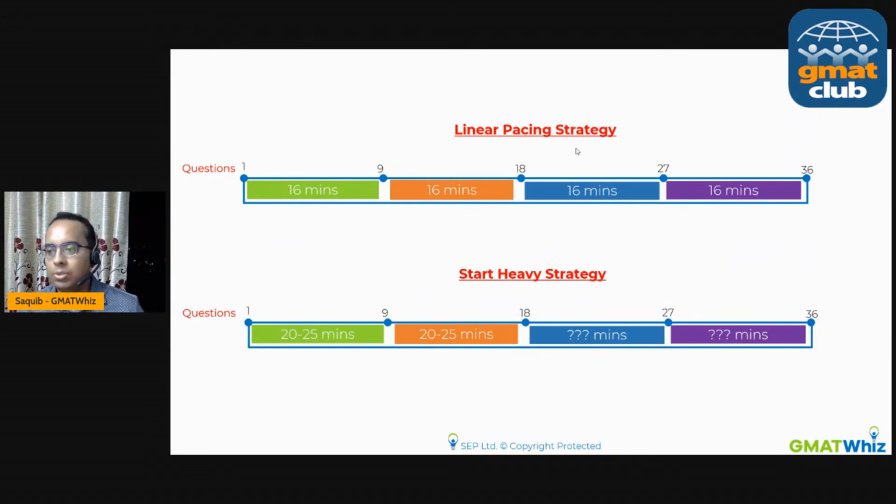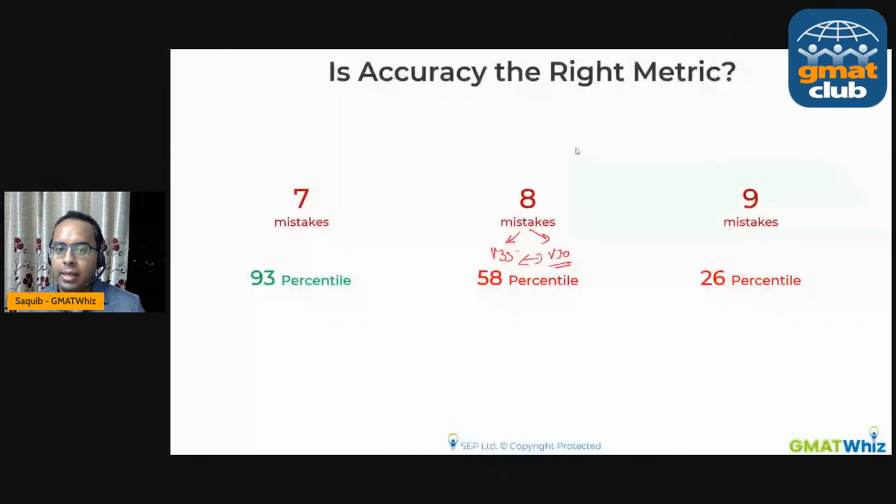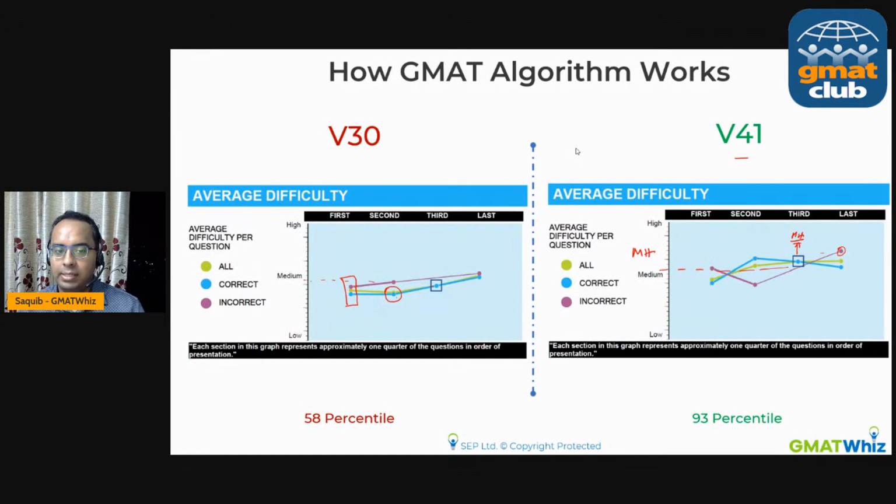So as far as these two strategies are concerned, let me tell you why they are wrong. You have seen the reports. When you saw the report, did you notice one thing, especially in the difficulty level report? Let's stay here for a moment. If you look at the difficulty level report, if you follow a linear strategy, let's think about it.